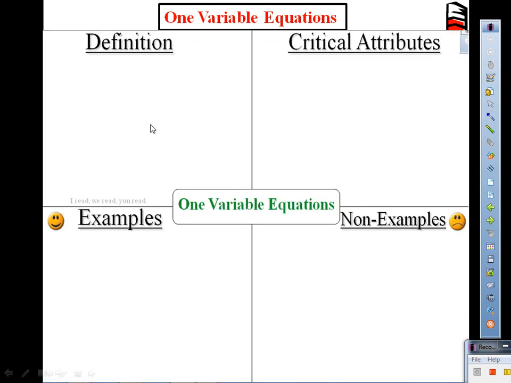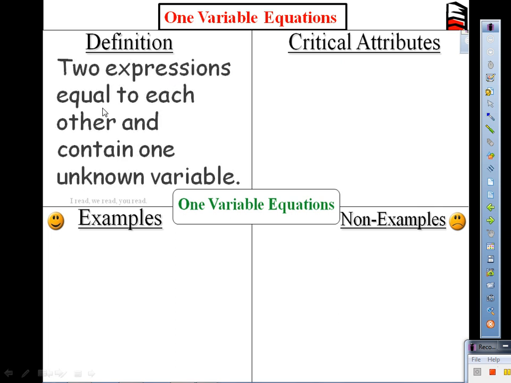What are they? One variable equations are 2 expressions equal to each other and contain one unknown variable. Copy that.